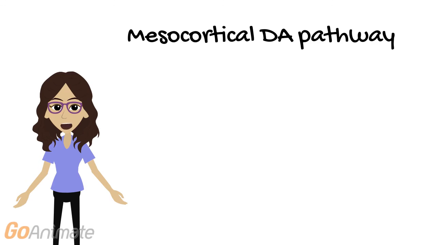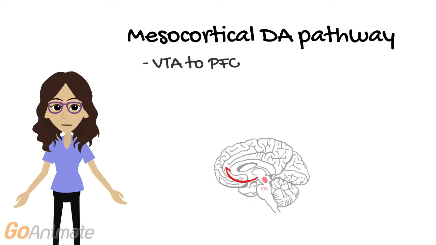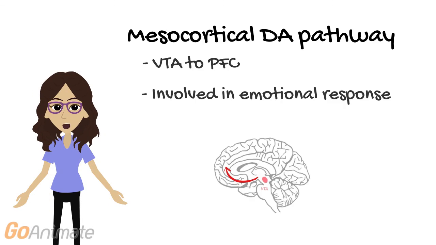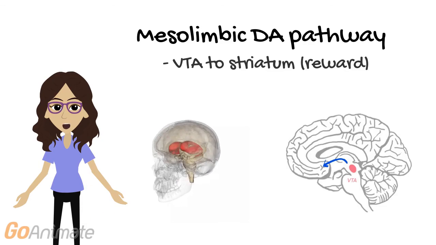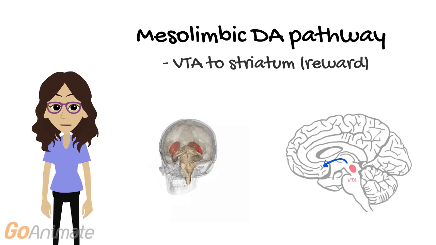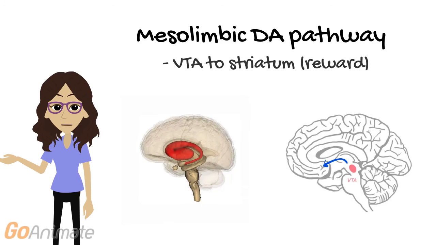The mesocortical pathway connects to the prefrontal cortex and is involved in the executive function of this area. The input of dopamine to the prefrontal cortex is also thought to play a critical role in normal cognitive processes, motivation, and emotional responding. Another pathway is the mesolimbic dopamine pathway. This pathway connects to the striatum, a part of the brain's reward system. The striatum consists of the caudate, the putamen, and the nucleus accumbens.